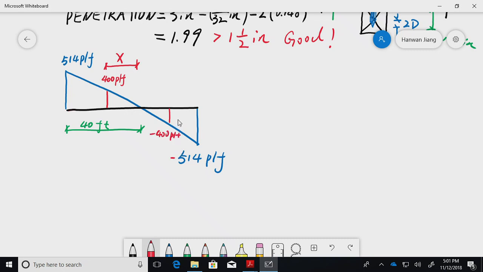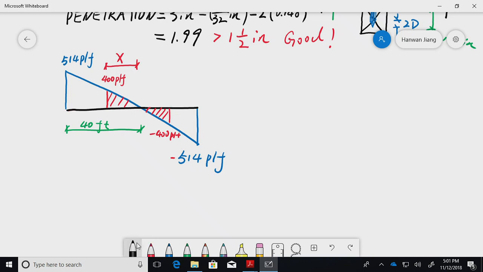Okay. So over this distance, no blocking. So the blocking is not required anymore. Okay. So to be most cost effective, we want to find out x, the distance of x.